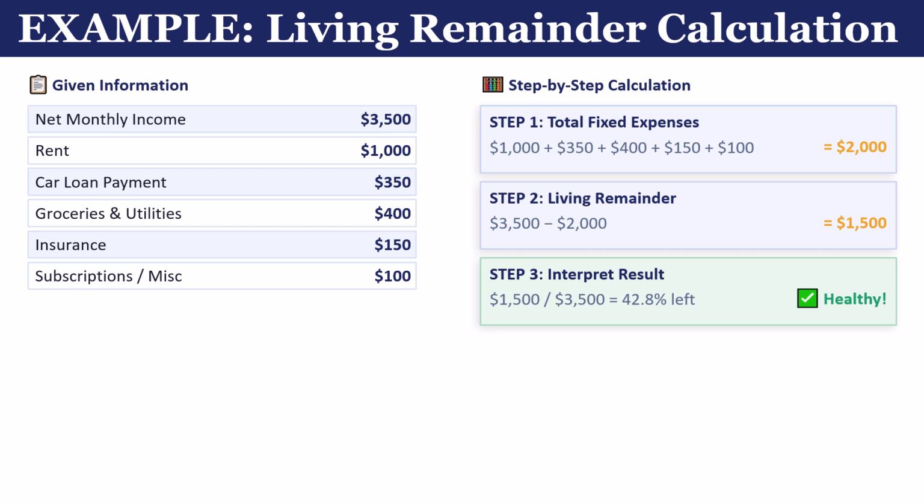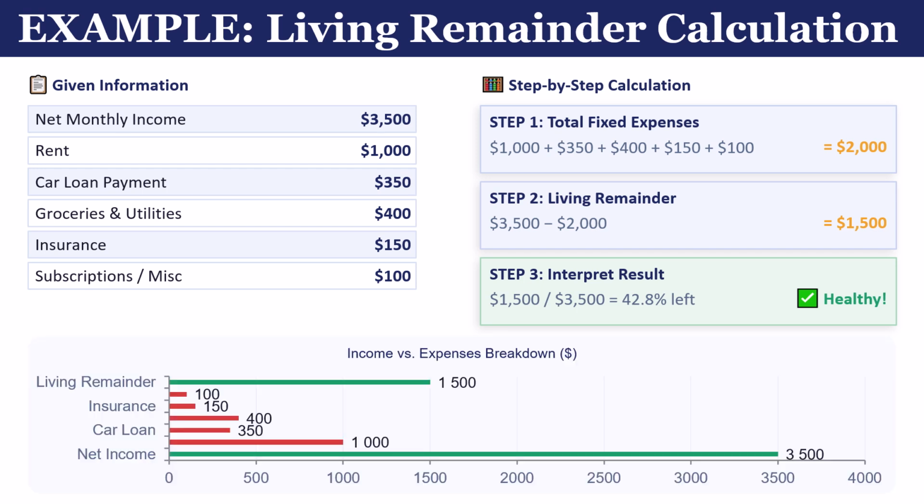After calculation, to interpret your living remainder, you have 42.8%. So you are in a healthy living remainder. This is a bar chart showing you what your expenses are and what your net income is.